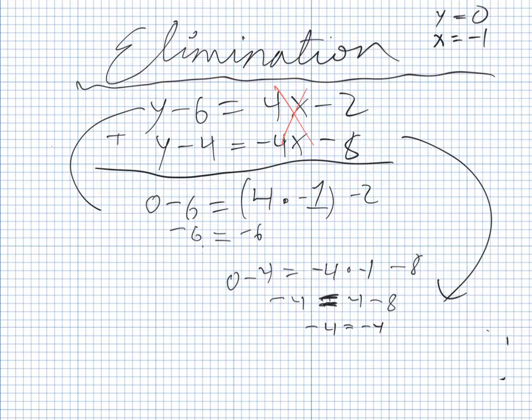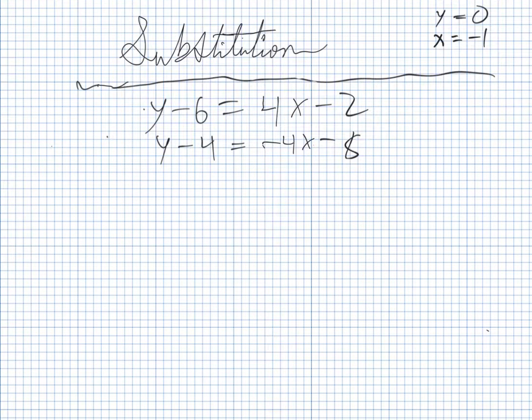So now I've gone and plugged in the values we found, y equals 0 and x equals negative 1, and we come up with negative 6 equals negative 6, and negative 4 equals negative 4. Now this has been the elimination method. Now we're going to be looking at the substitution method.